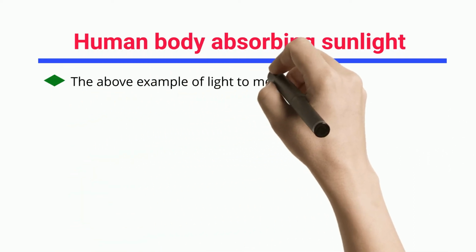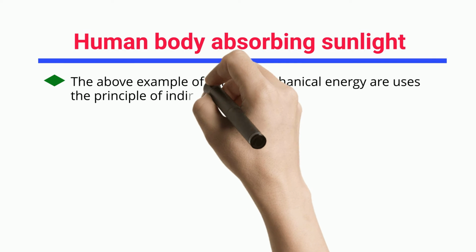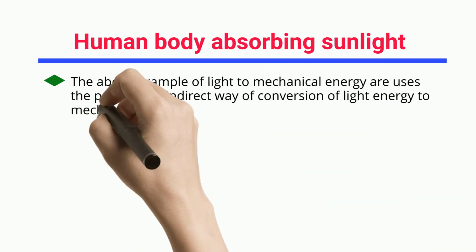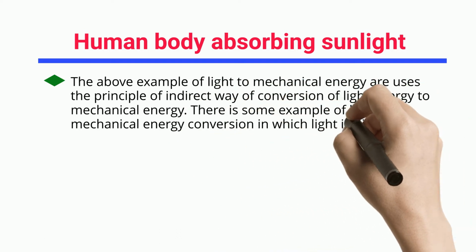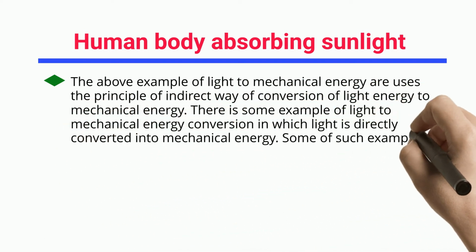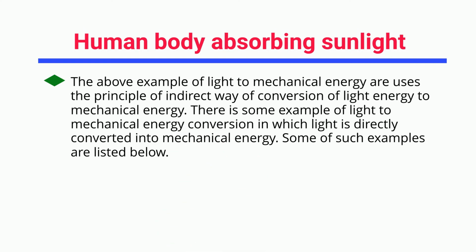The above examples of light to mechanical energy use the principle of indirect conversion of light energy to mechanical energy. There are some examples of light to mechanical energy conversion in which light is directly converted into mechanical energy. Some of such examples are listed below.